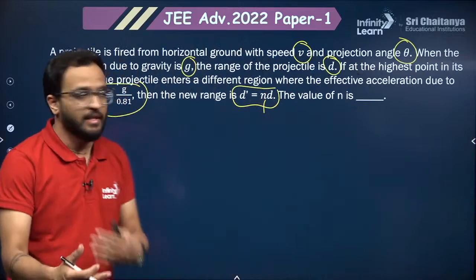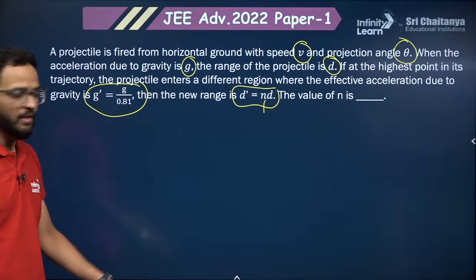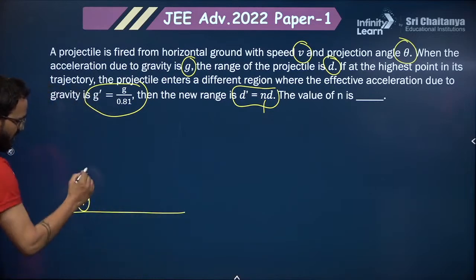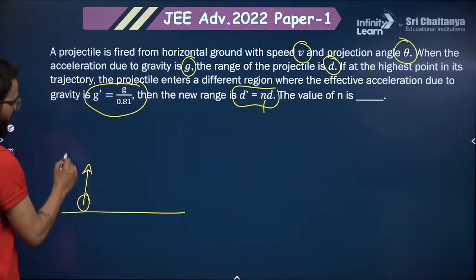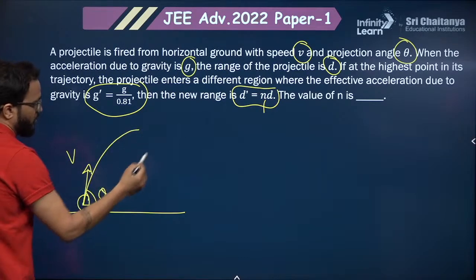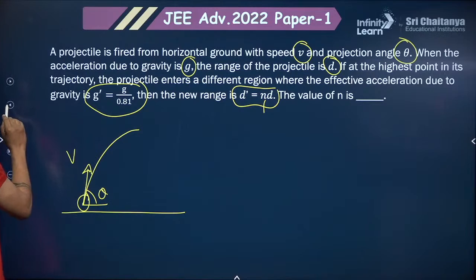Let's go with the very basics here. This is a very conceptual, simple question, so let's go with the basics. What is going to happen here? Here we have this particle launched with a certain speed v. They have given this angle as theta, and it is going to go to the topmost point.